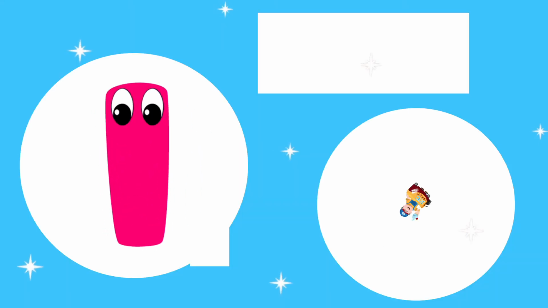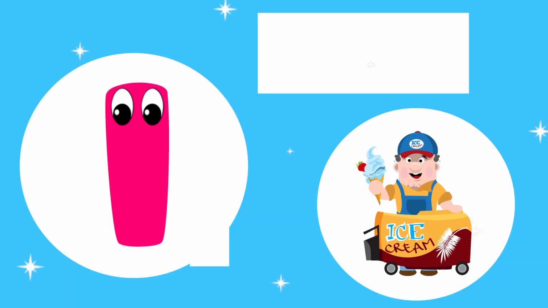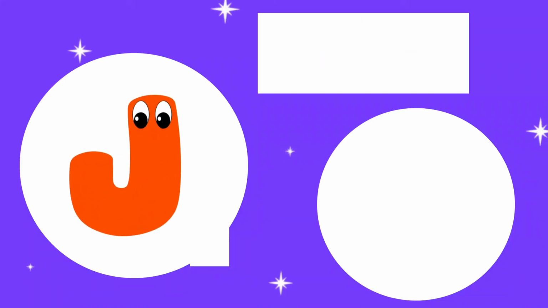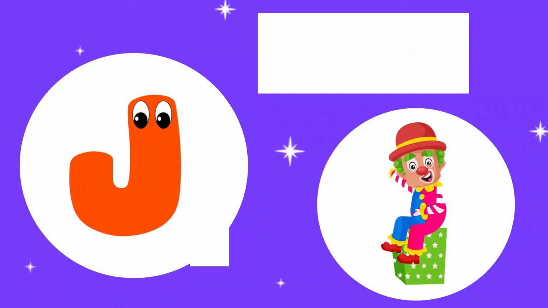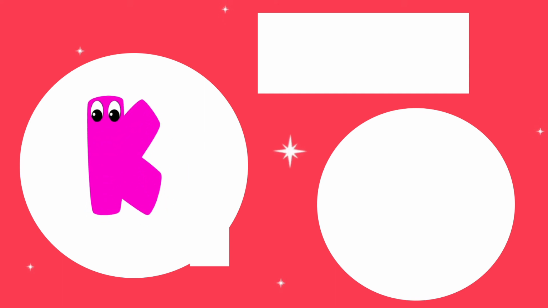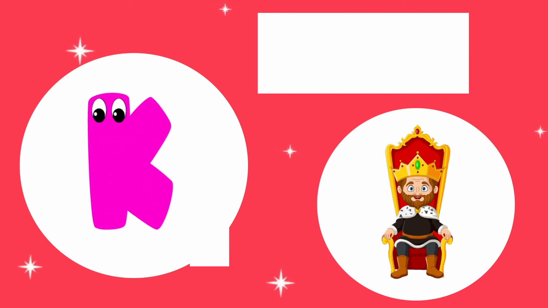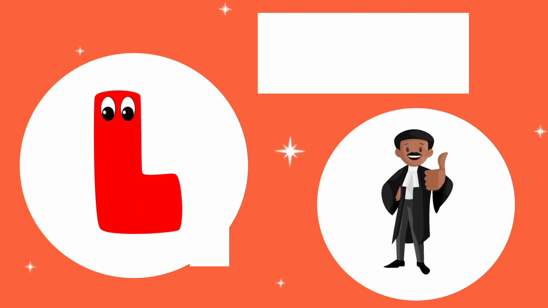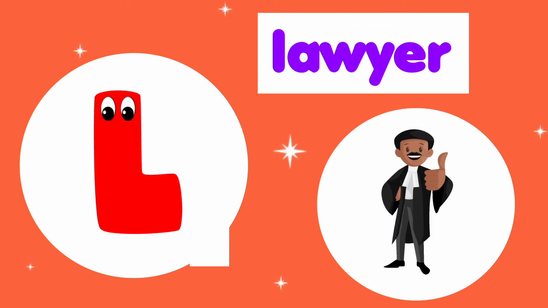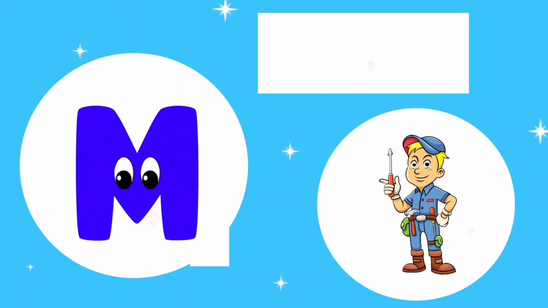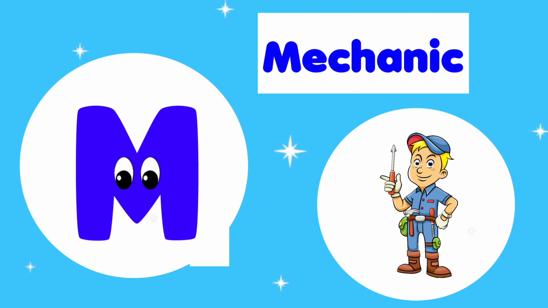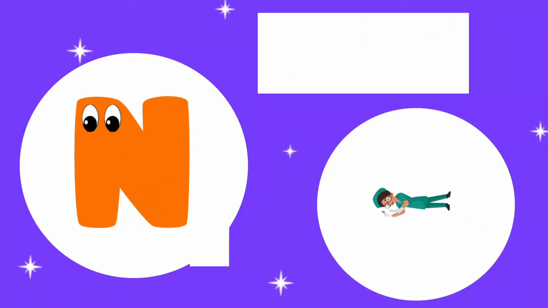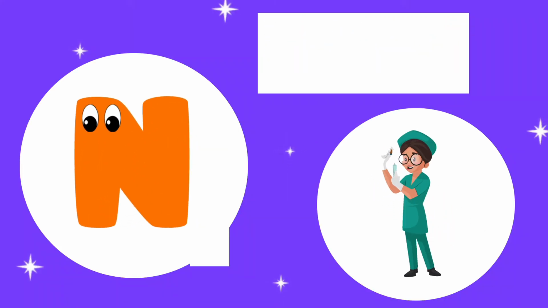I is for ice cream man, eh, eh, ice cream man. J is for joker, j, j, joker. K is for king, k, k, king. L is for lawyer, l, l, lawyer. M is for mechanic, ma, ma, mechanic. N is for nurse, na, na, nurse.